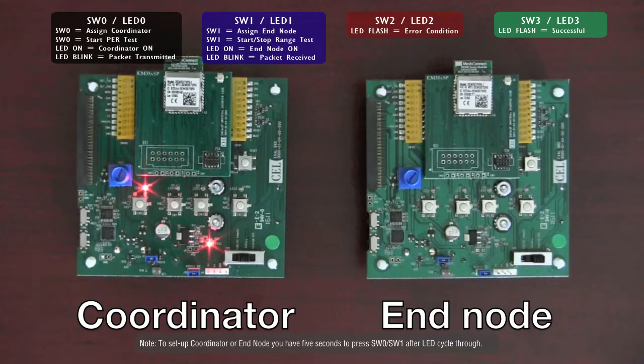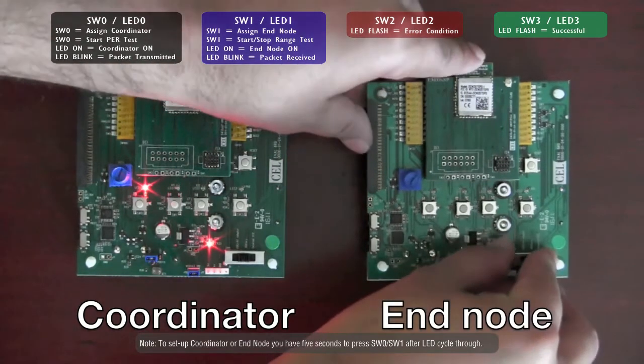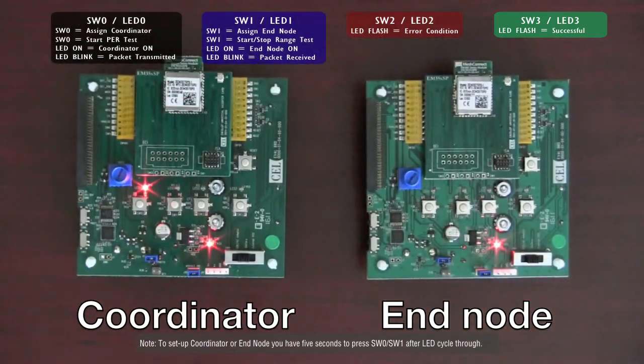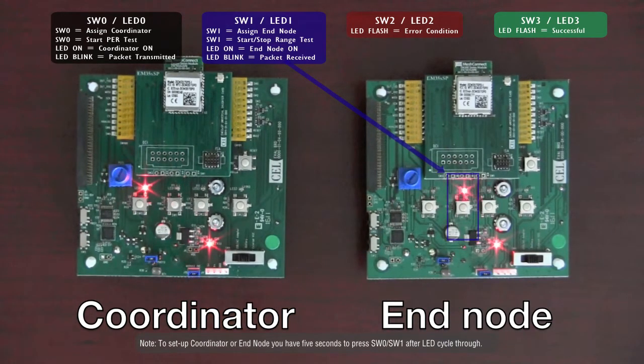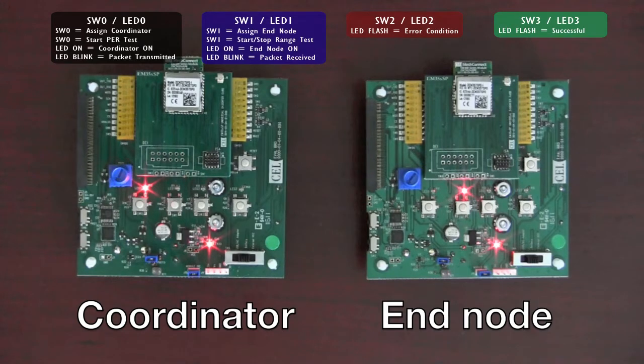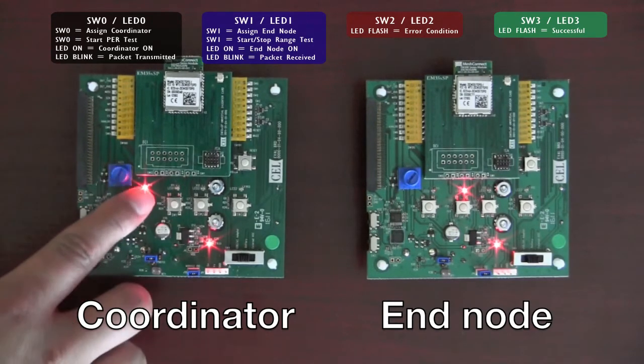Next, we will power on the end node by sliding the power switch to the middle position. Let the LED light cycle through, then press SW1 to join the network. Once the LED light illuminates, it has joined the network. We are now ready to perform a packet error rate test. Now we're going to transmit 100 packets from the coordinator board to the end node. You can start the PER test by pressing SW0 on the coordinator board.